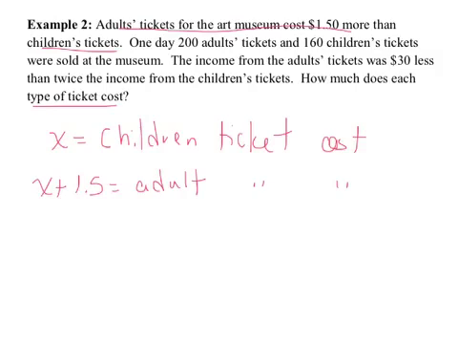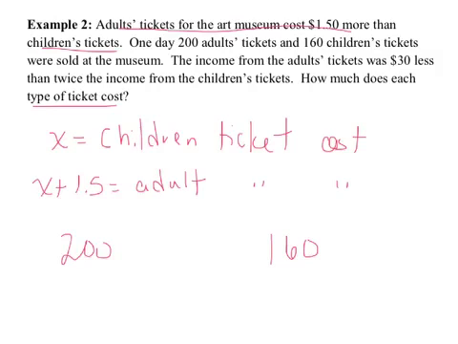Now, we're given a scenario. That's what we have to look at next. We're told that one day, 200 adult tickets and 160 children's tickets were sold at the museum. So we have 200 adult tickets, and we have 160 children's tickets.